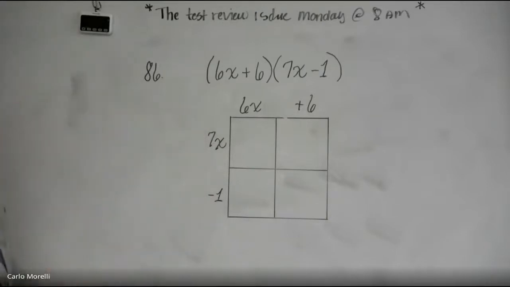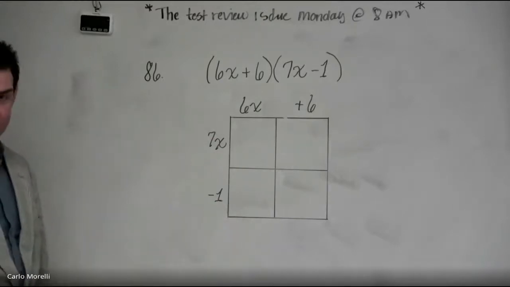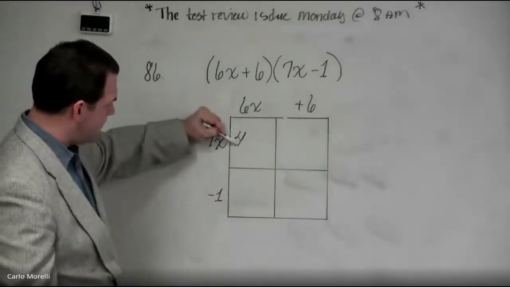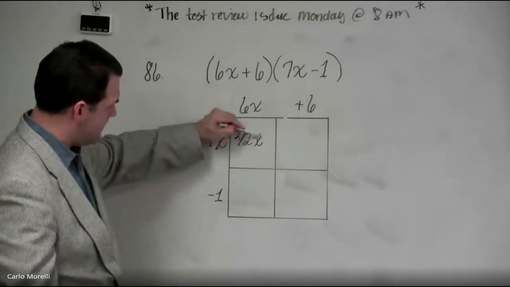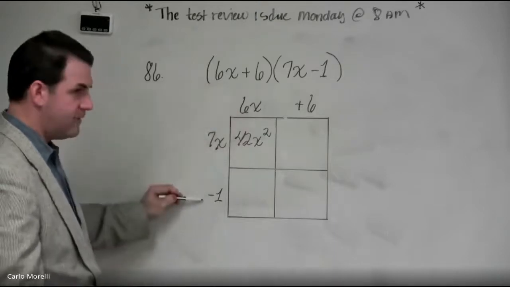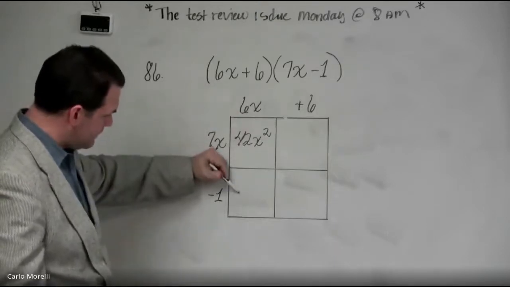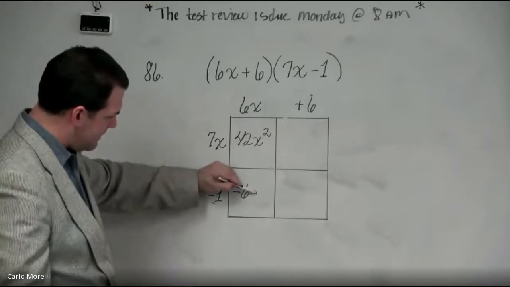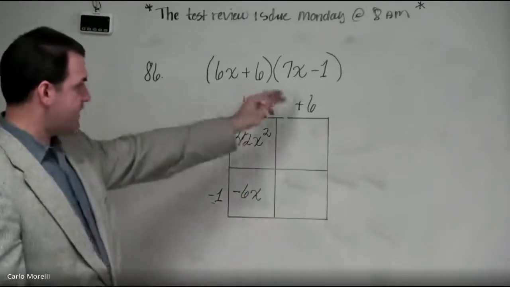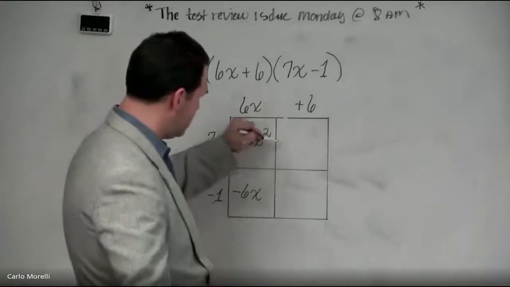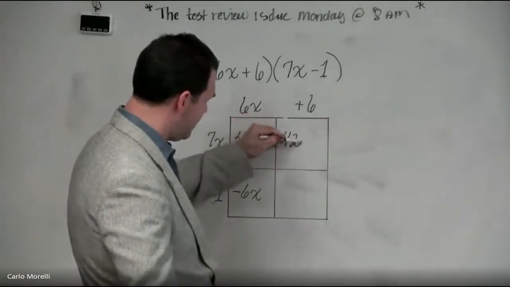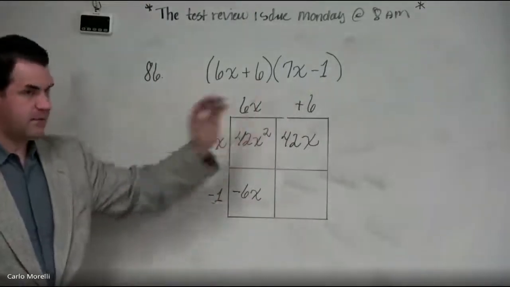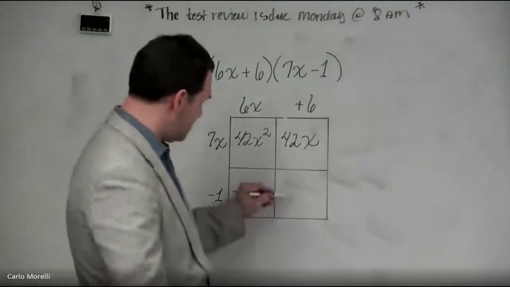Okay. And so now we're going to fill in the boxes by multiplication. So 6x times 7x, 42x squared goes here. How about 6x times negative 1? 6x times negative 1, negative 6x. 7x times 6, 42x. And then this bottom right term should always just be a number. Negative 1 times positive 6, negative 6.